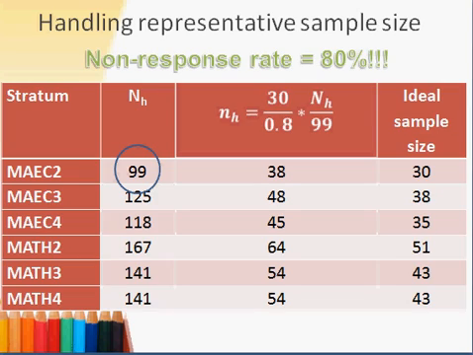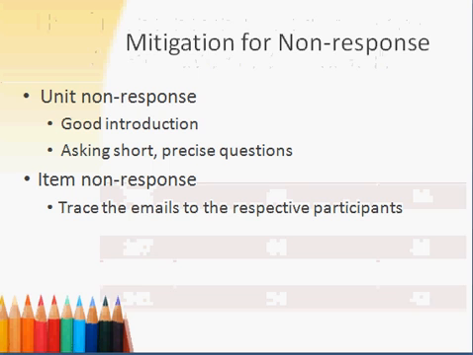So how did we handle the representative sample size? First and foremost, the non-response rate was pretty high. It was around 80%. And to account for non-response, the sample size for other strata will be adjusted according to MAEC Year 2, as it has the smallest strata population size. From there we increased the sample size.